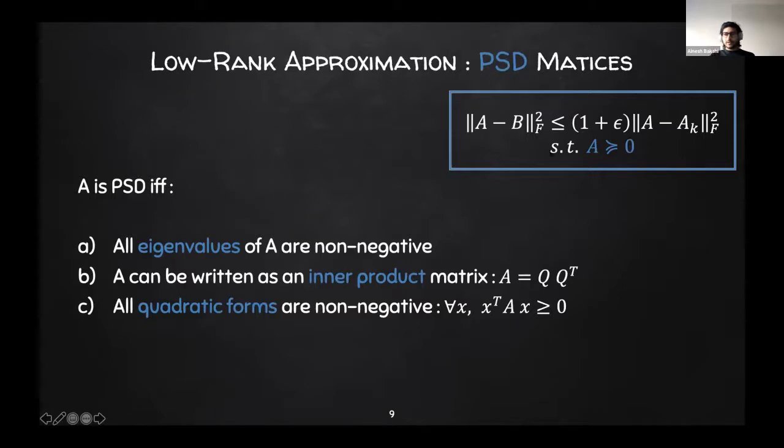To summarize, the problem is again as follows. We are given a matrix A, which is PSD, and we want to compute a rank k approximation to it. And the notion of approximation we want is 1 plus epsilon relative error.